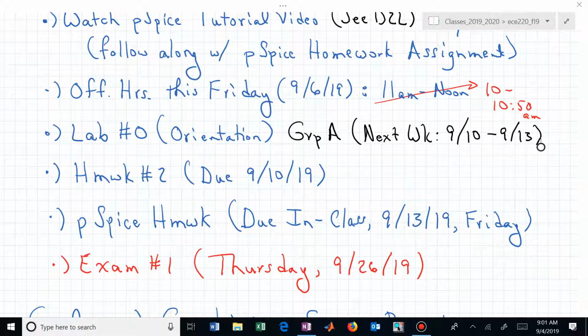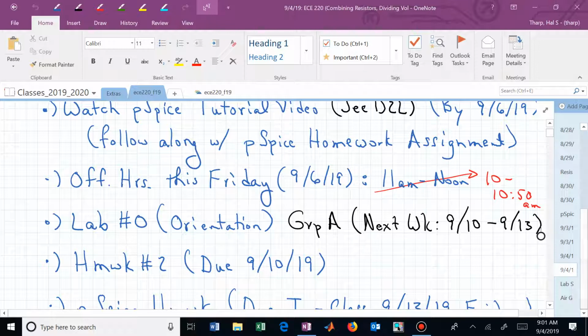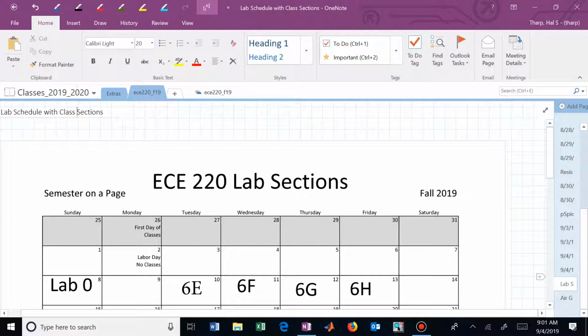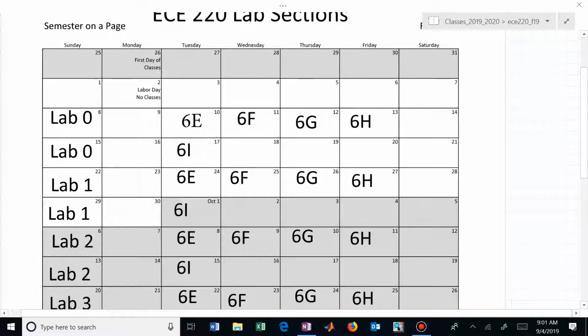Lab number 0 starts next week, and I've tried to put something together for the TAs, and I've now posted this on the D2L website, but this might help you keep track of what section you are in and when you attend. These are the attendance schedules of your particular section.